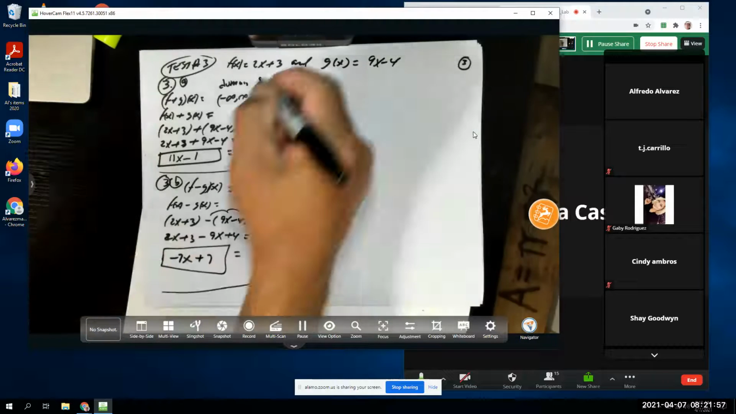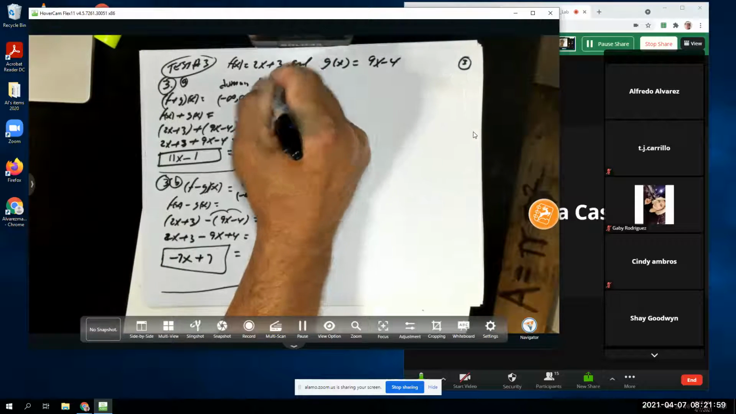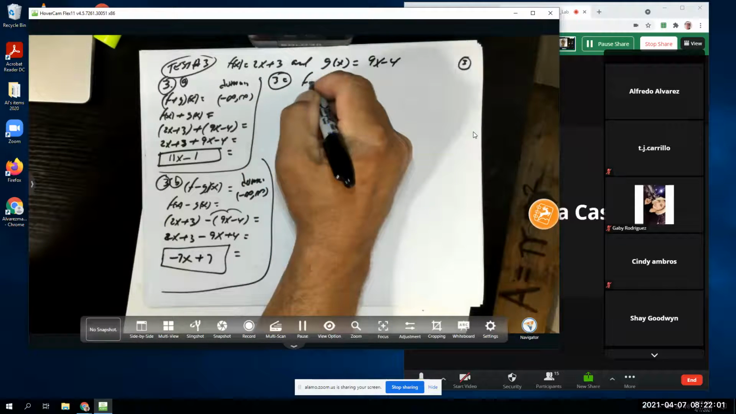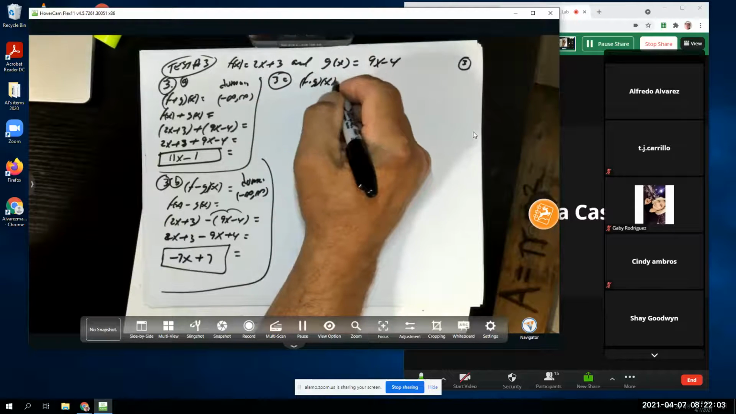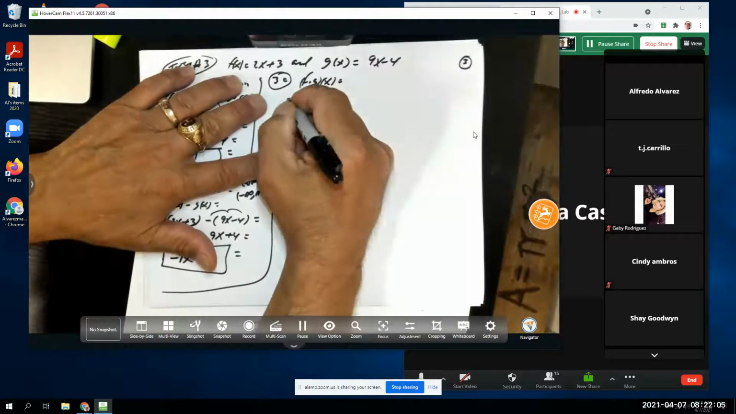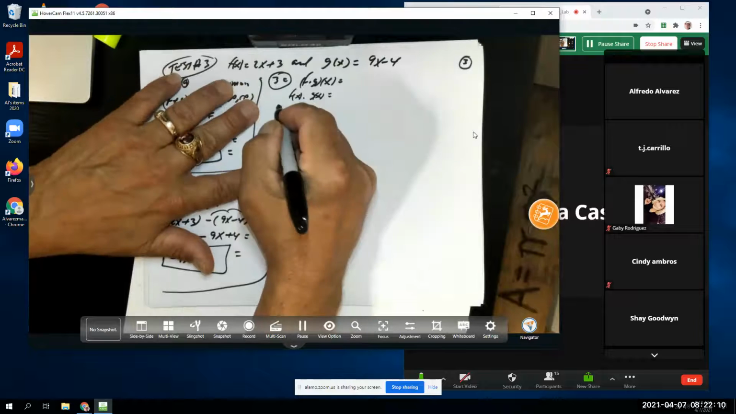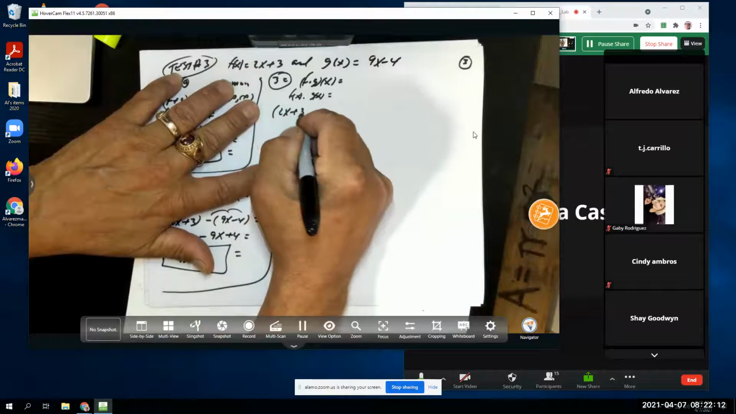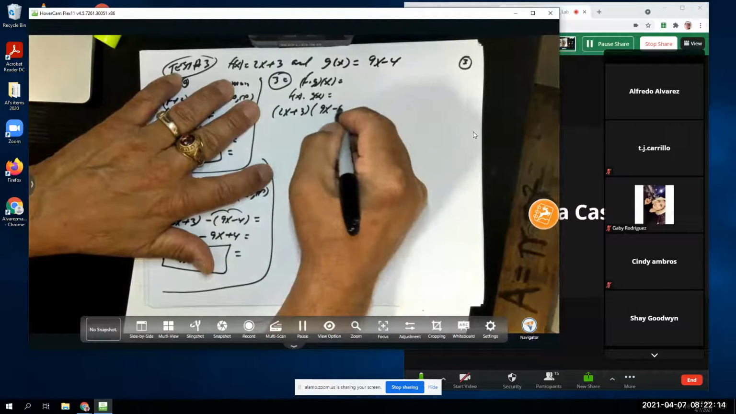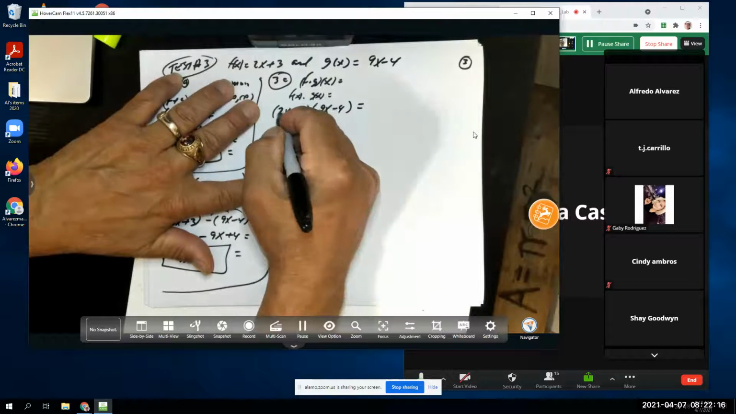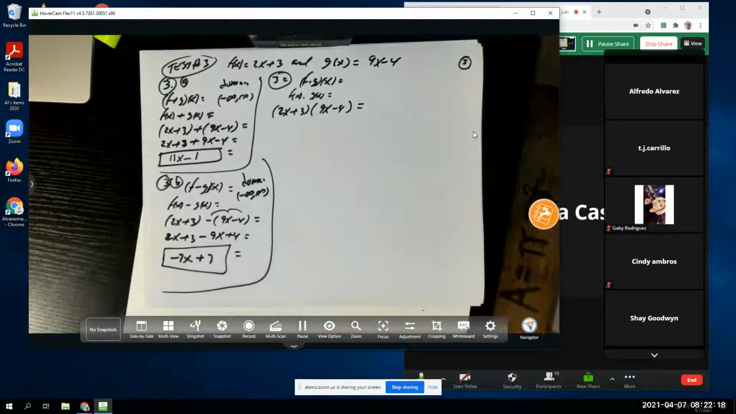There's A, there's B, there's 3-letter C. This one says F times G of X. So I'm going to multiply the first one times the second one. Ready? So I'm going to go 2x plus 3 times 9x minus 4. I'm going to have to FOIL this thing out. Ready? To FOIL it, you go like this.